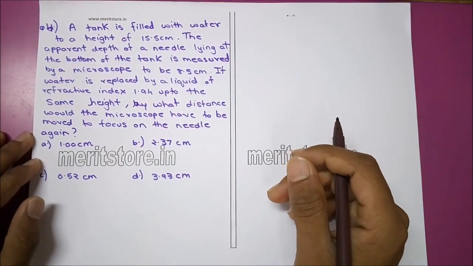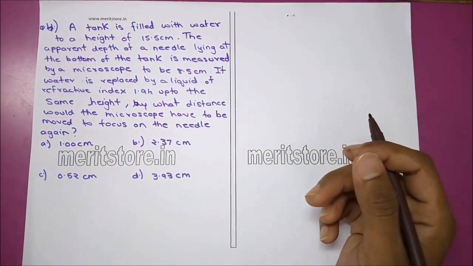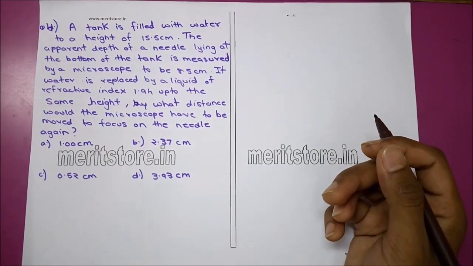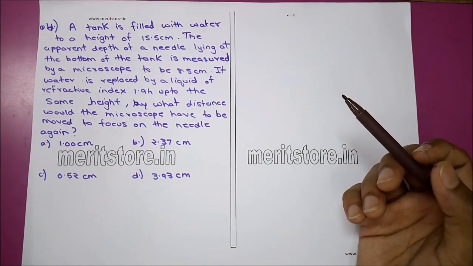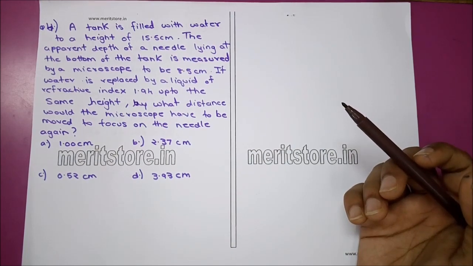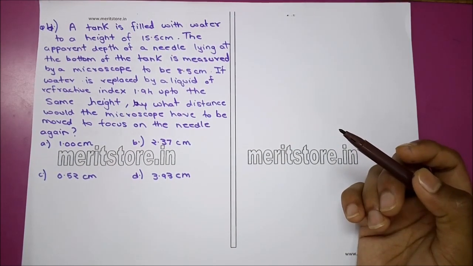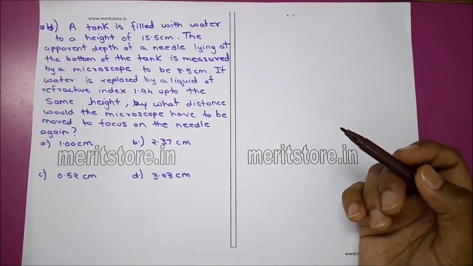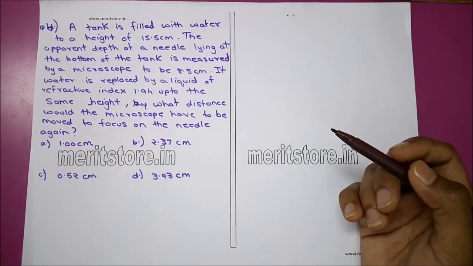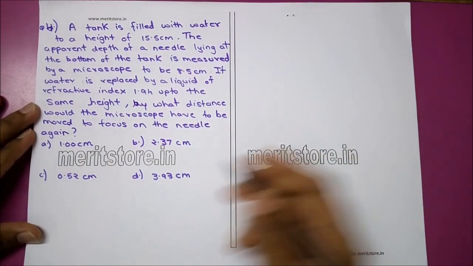A tank is filled with water to a height of 15.5 cm. The apparent depth of a needle lying at the bottom of the tank is measured by a microscope to be 8.5 cm. If the water is replaced by a liquid of refractive index 1.94 up to the same height, by what distance would the microscope have to be moved to focus on the needle again? Options given are 1 cm, 2.37 cm, 0.52 cm, and 3.93 cm.